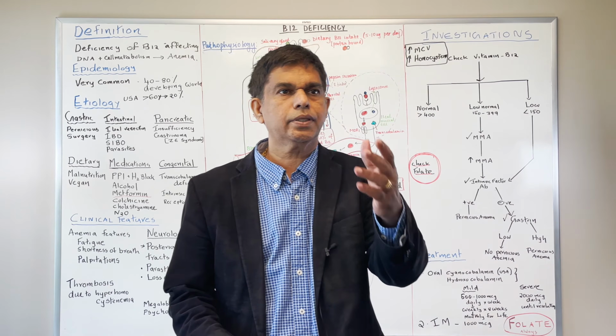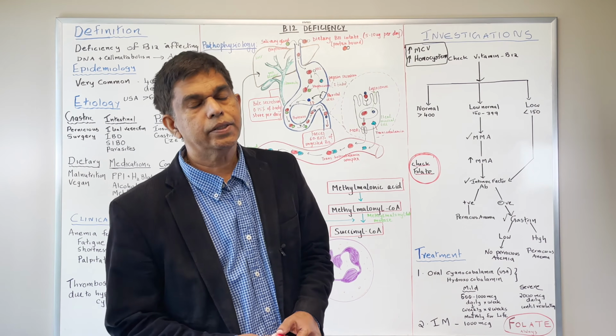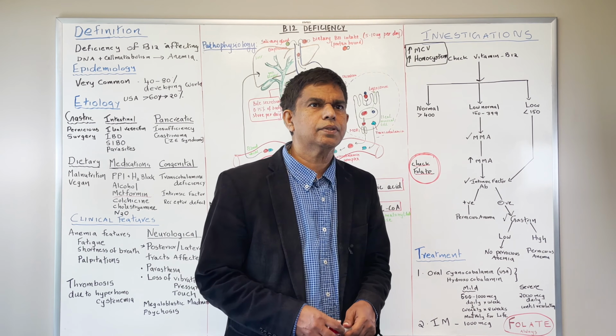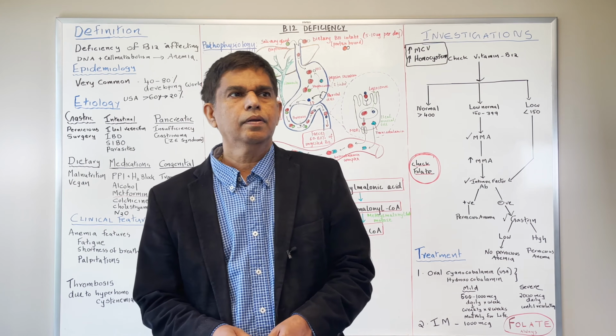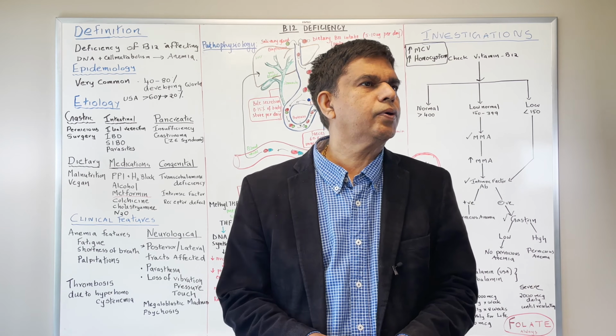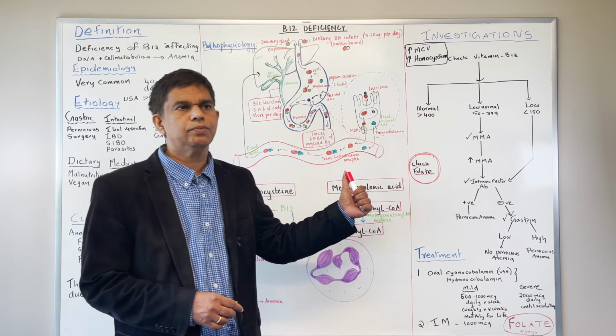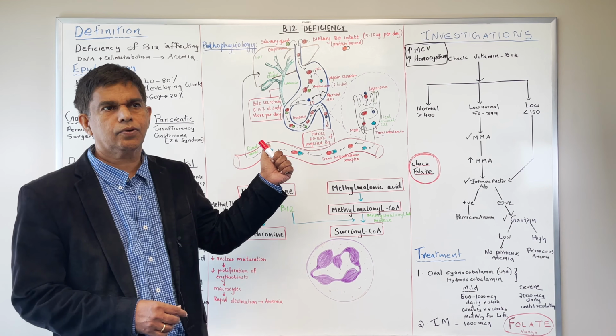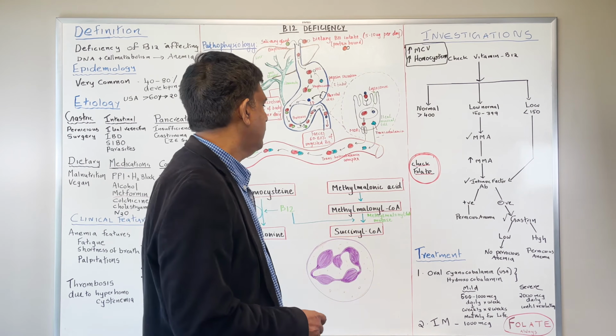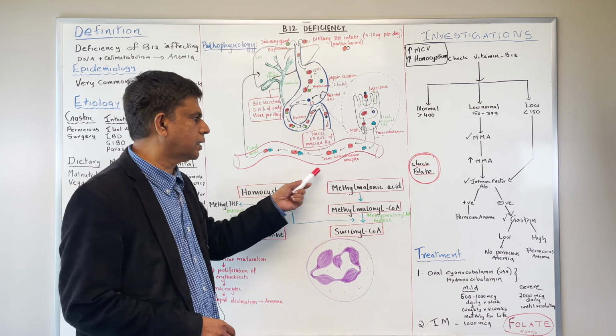How long can vitamin B12 be stored in the body? 1 to 4 years. What about folate? How long can you store it? I think it's almost like 4 months. 1 to 4 months. Okay, 1 to 4 years for vitamin B12, folate only 1 to 4 months. Got it? Okay. Now let's look at the other molecular things.